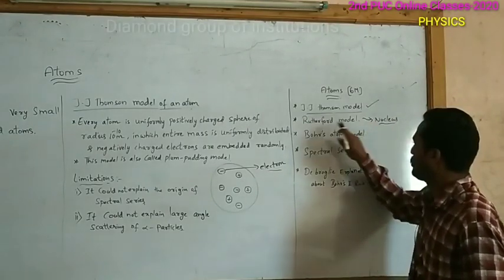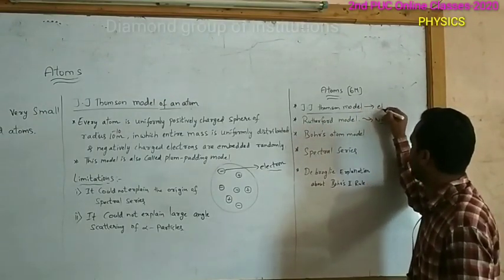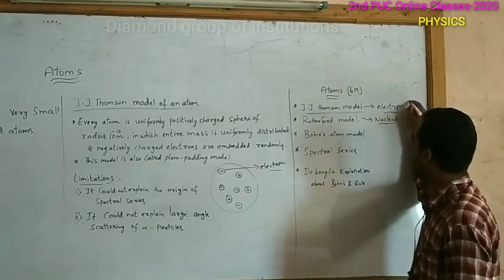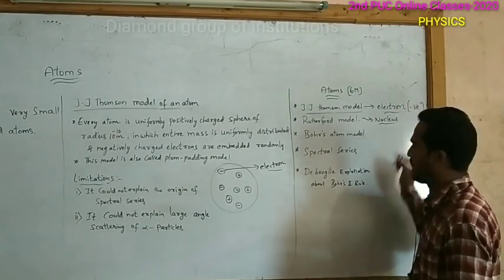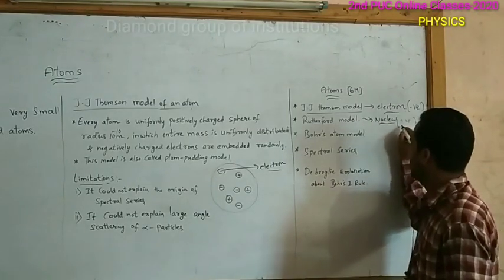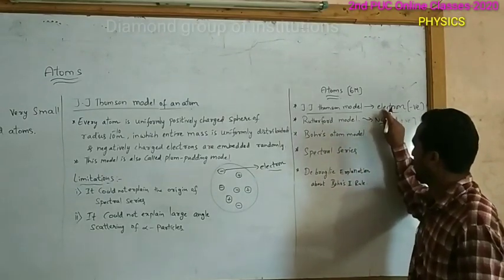So who discovered the nucleus? Rutherford. And who discovered the electron? J.J. Thomson. So this electron has which charge? Negative charge. And this nucleus has which charge? Positive charge. So who discovered the nucleus? Rutherford. Who discovered the electron?